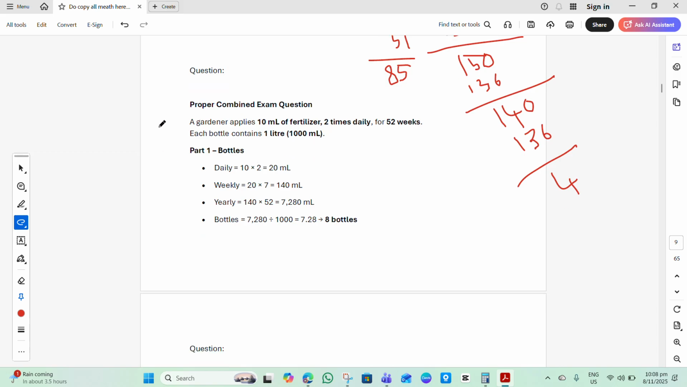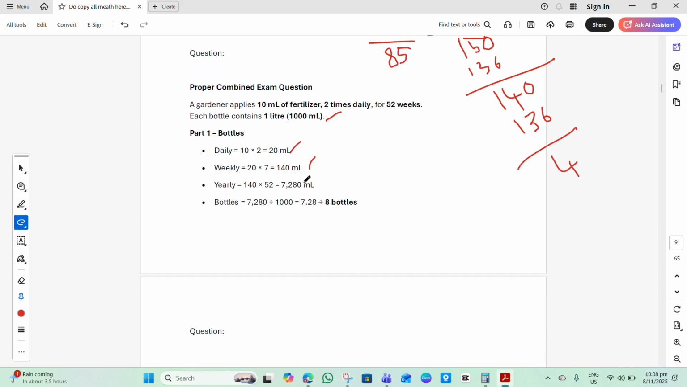This question frequently coming. One garden apply 10 ml of the fertilizer 2 times a day for 52 weeks. Each bottle containing 1 liter. How many bottles needed? Actually asking for the how many bottles. So daily using 20 ml. So weekly using 140 ml. So multiply by 52 weeks. 7,280 total coming. So total 8 bottles needed for the fertilizer.